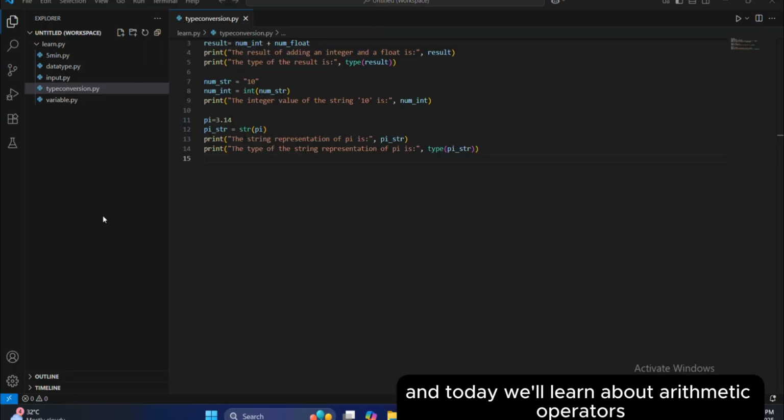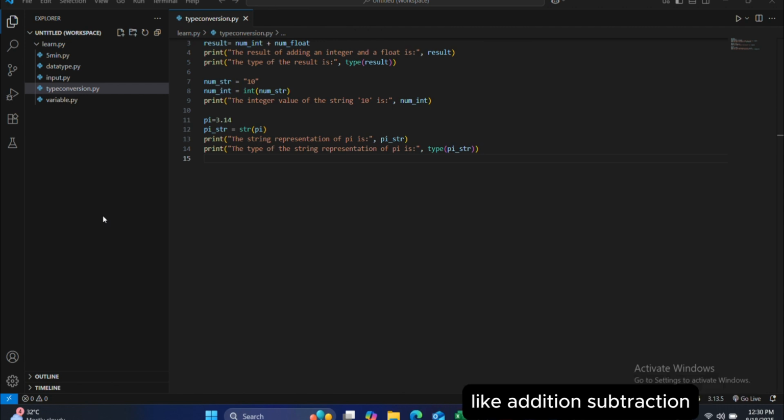This is day 6 and today we'll learn about arithmetic operators in Python. These are the symbols we use to do basic math like addition, subtraction, multiplication and more.